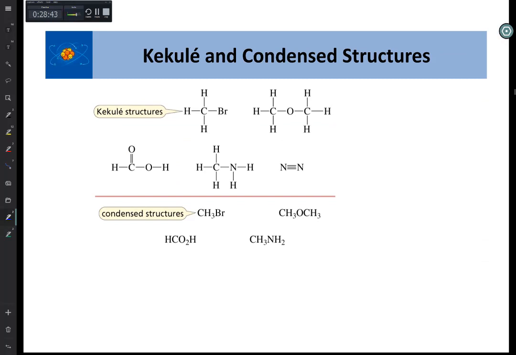So what's a Kekulé structure? A Kekulé structure is a Lewis structure without the dots. You've got to put the formal charges, because if you don't, people can't figure out how many electrons there are. So these are all examples of Kekulé structures. The only difference is that Kekulé equals Lewis without dots.